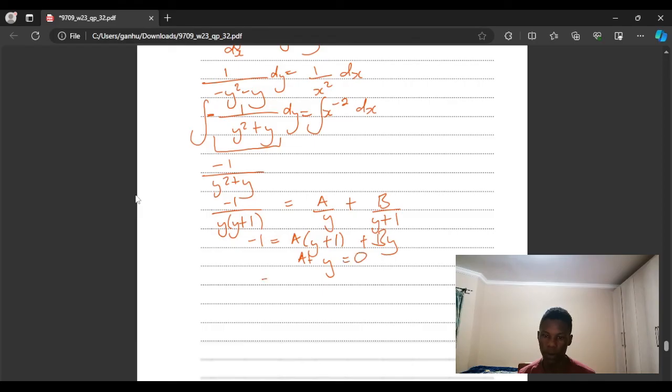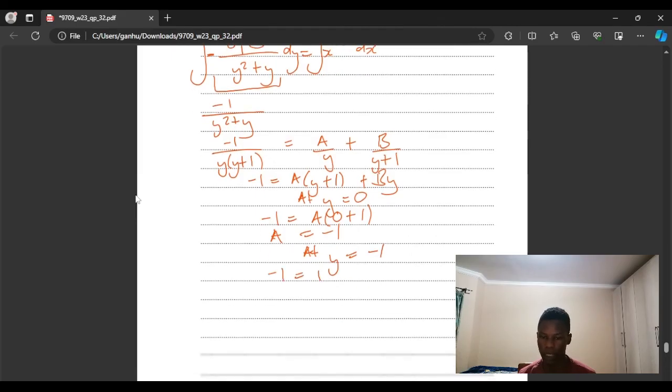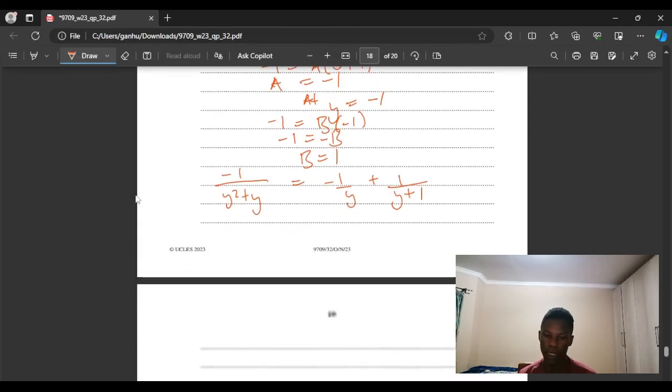Let's find a. So at y equals 0, negative 1 is equal to a open bracket 0 plus 1, and this becomes a is equal to negative 1. And then to find b, we'll say at y equals negative 1, this becomes negative 1 is equal to b times negative 1, and you get negative 1 equals negative b, so b is equal to 1. So this means that our partial fractions are negative 1 over y squared plus y is equal to negative 1 over y plus 1 over y plus 1.